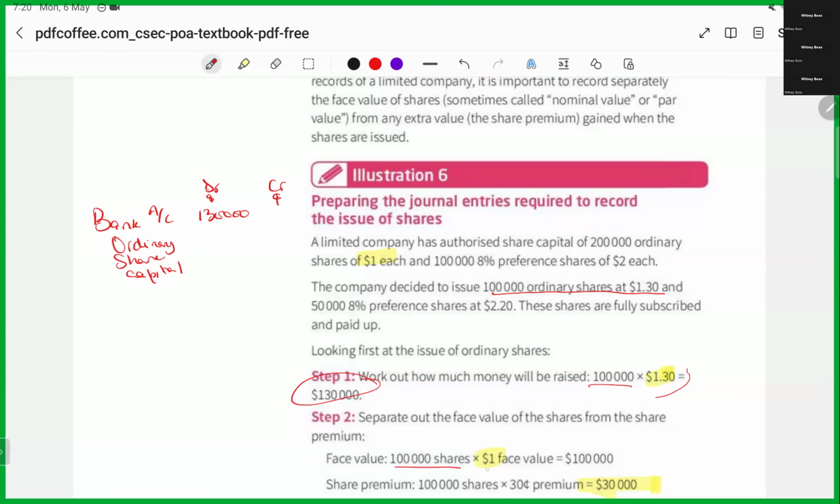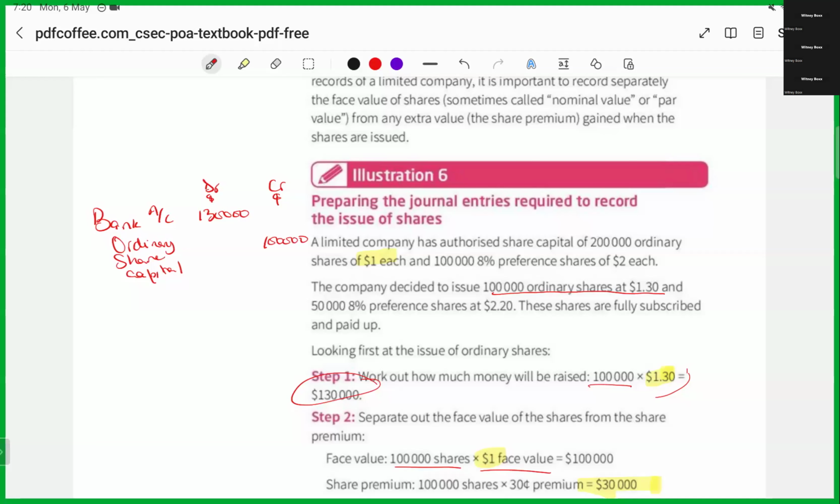The 100,000 times $1 face value gives us 100,000 as a credit entry to the ordinary share capital account. And of course, the amount for your share premium. Share premium is also a capital account, as I said, so it's treated the same way. You credit share premium to increase it.